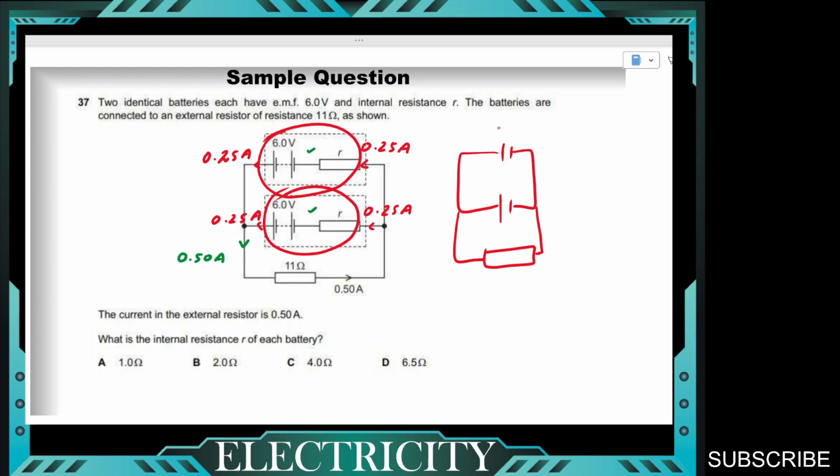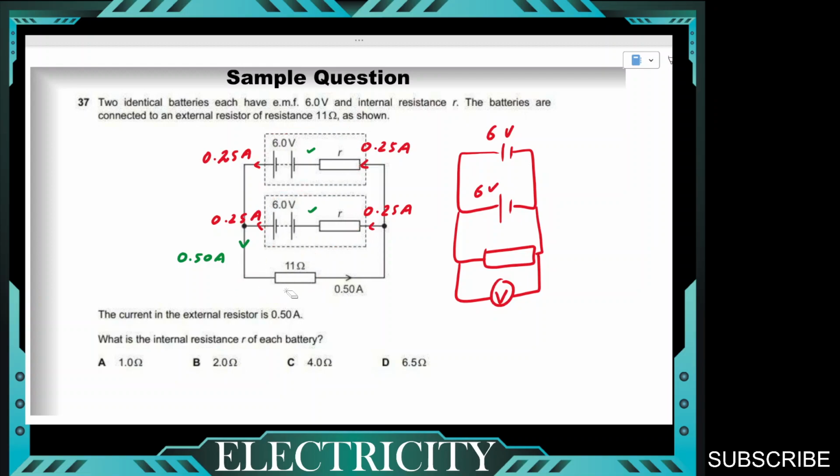The EMF is 6 volts. If we do not compensate for the drop across the internal resistance, the EMF is 6 volts, and apparently if we are just an O-level student, we would assume that the voltage across the resistor would also be 6 volts. But the thing is, it's not going to be 6 volts. Can we find the potential difference across this resistor?